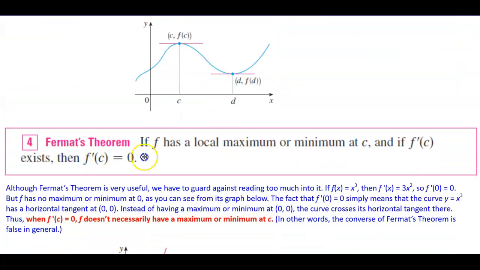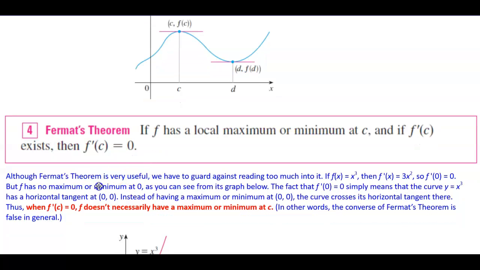Fermat's theorem: if f has a local maximum or minimum at a value of c, and if f prime of c exists, then we know that f prime of c is equal to 0. Now, although Fermat's theorem is very useful, we have to guard against reading too much into it. Now, if we look at the function f of x equals x cubed, then the derivative of that function is 3x squared. So f prime of 0 is equal to 0. But in that function, we know that it doesn't have a maximum or a minimum at 0.